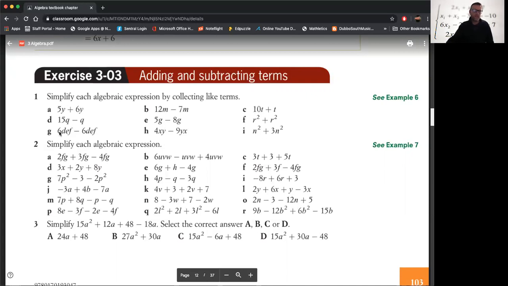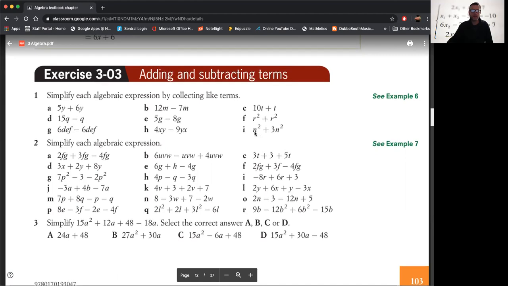Down here, you've got DEF and you've got DEF. So those there are like terms. That there is the term, the whole group of letters and numbers. Because the letters are the same, that term is the same as that. I've got 6 of them here and I've got 6 of them here, and my mathematical function is subtracting. So if I have 6 and I take 6 away, you can do what's happening there. It doesn't matter what's going on to the term itself as long as they both are the same.